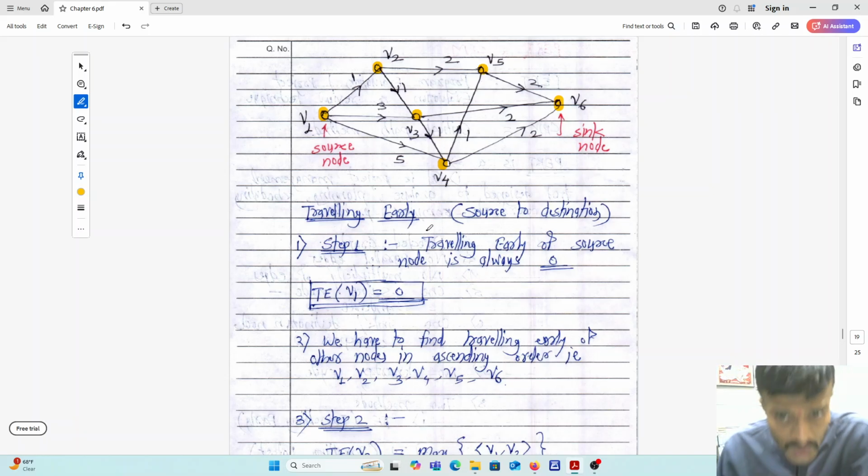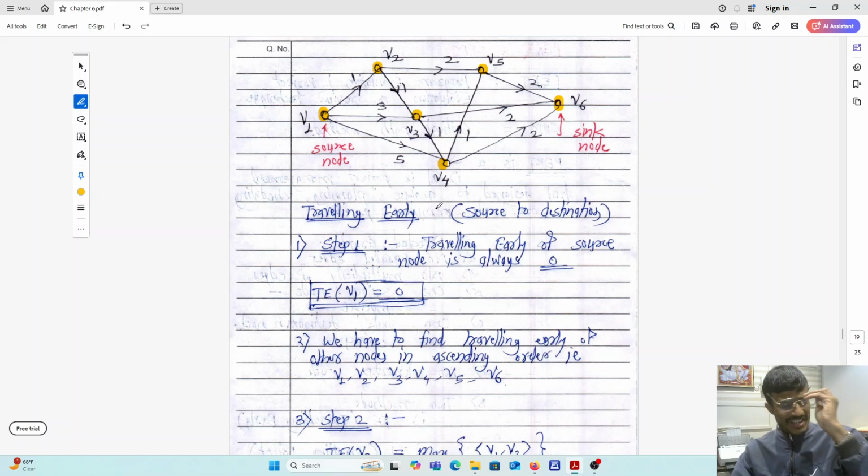Fine. So now let us see the traveling early method. So what is the traveling early method? It is the method which traverses from the source node to the destination node. So what does step 1 say? Step 1 says traveling early of the source node is always 0. That is the thing you have to keep in mind. So traveling early of V1 is equal to 0.